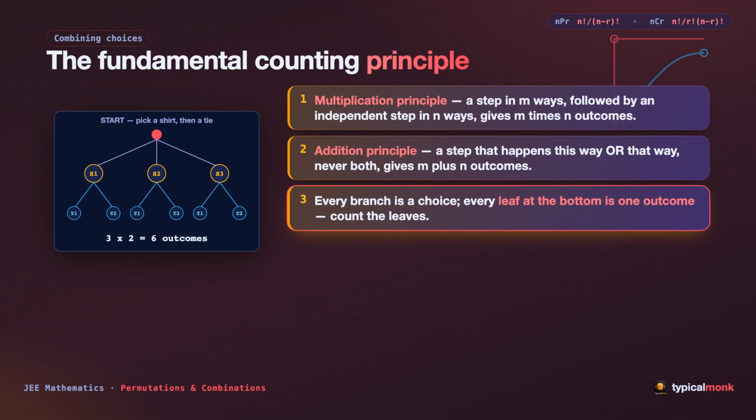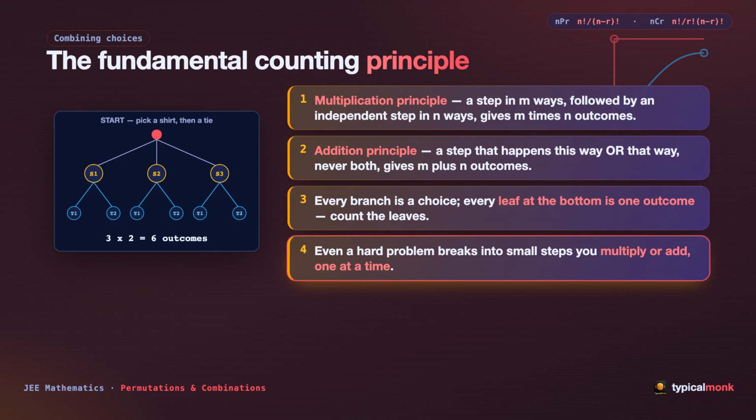Third, look at the tree itself. Every branch is a choice, and every leaf at the bottom is one complete outcome. Count the leaves, and you have counted every possibility. And fourth, the real power of this principle. Even a frightening counting problem breaks down into small steps, and you multiply or add your way through it, one step at a time. Lisa calls it the single most useful idea in the whole chapter.